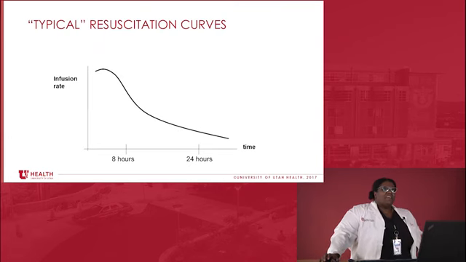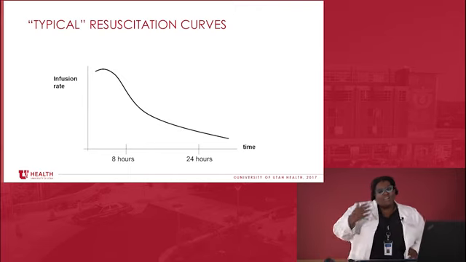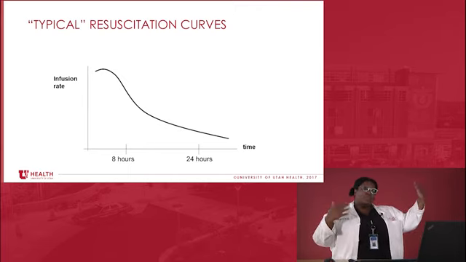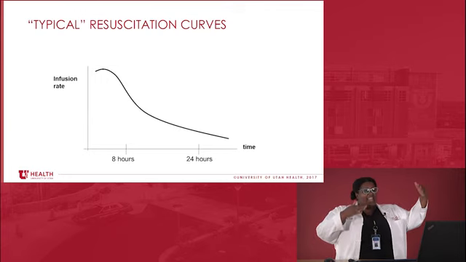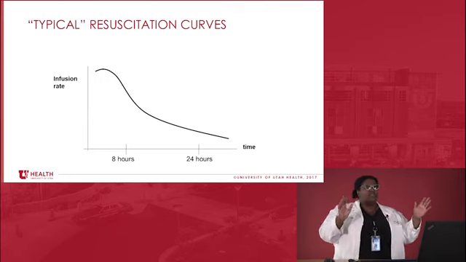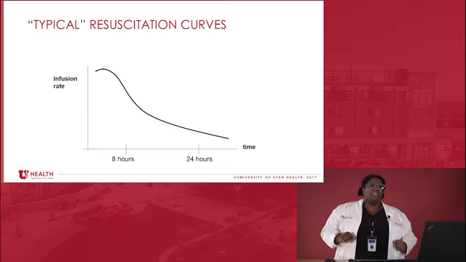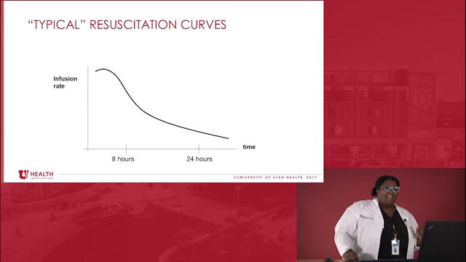So let's talk about some typical resuscitation curves. So let's see. We all want this to happen. The patient comes in, we start our fluids, we do our every hour titration, and every hour we are reducing the fluids every single hour until we get to 24 hours, our maintenance fluids, and we're good, we're done, we're out, we did our job, we're perfect.